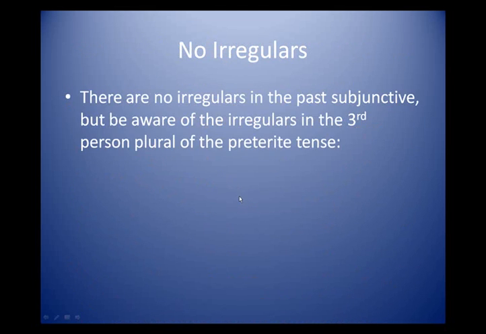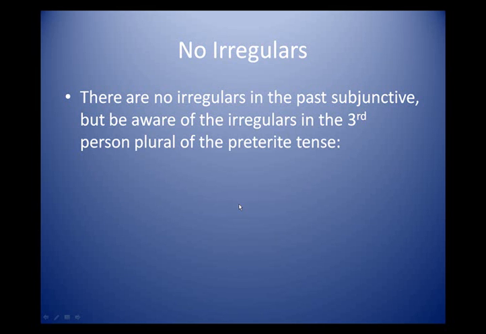Something that's nice about the past subjunctive tense is that there are no irregulars. All of them follow the rule. Go to the third person plural of the preterite tense, take off the ron and add those endings we gave you at the very beginning. All verbs follow that pattern.